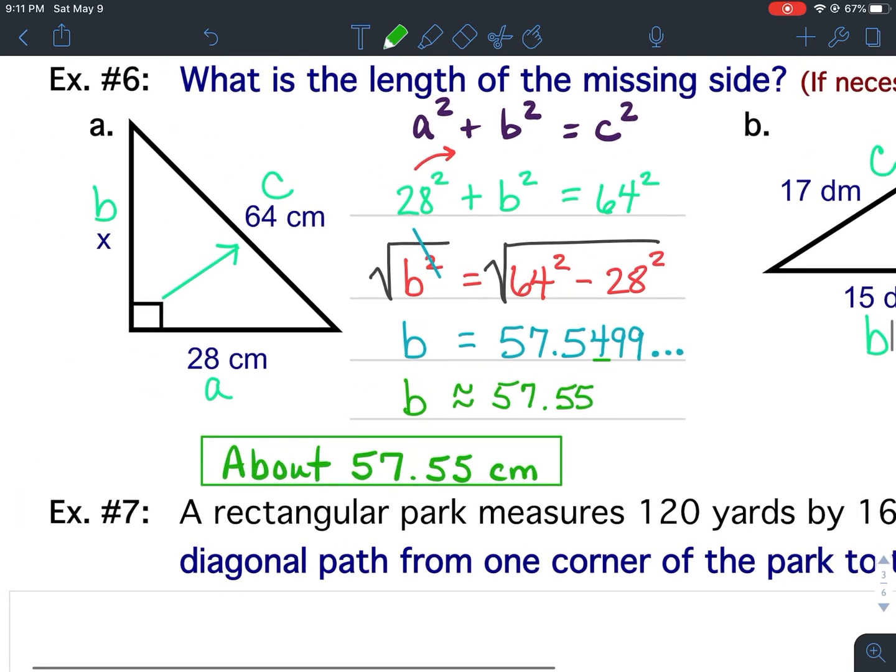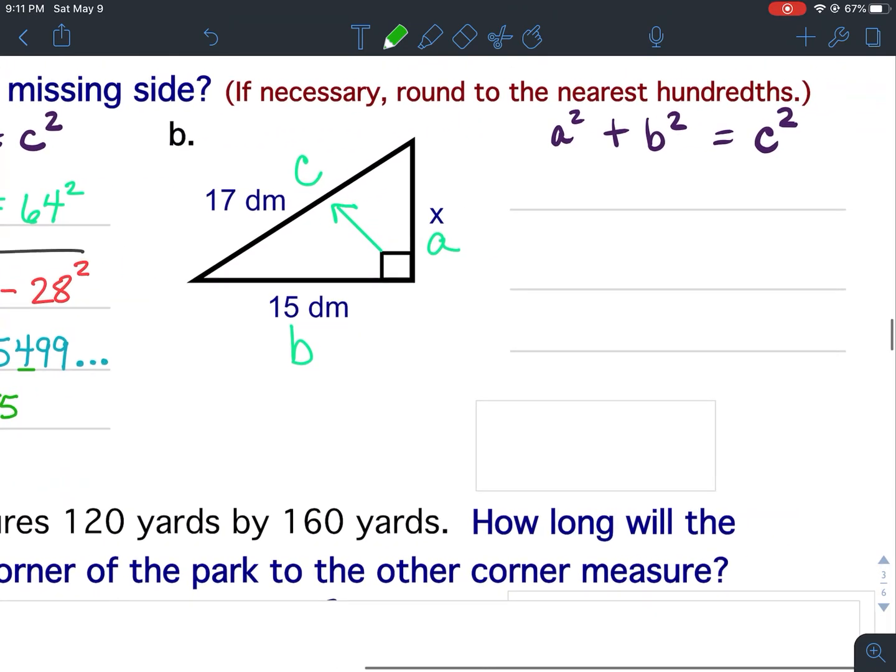Go ahead, pause your video, and get all of example A written down. Okay, example B. Plug in what we know. We're solving for A, so that will be A squared. B is 15, so 15 squared equals 17 squared.